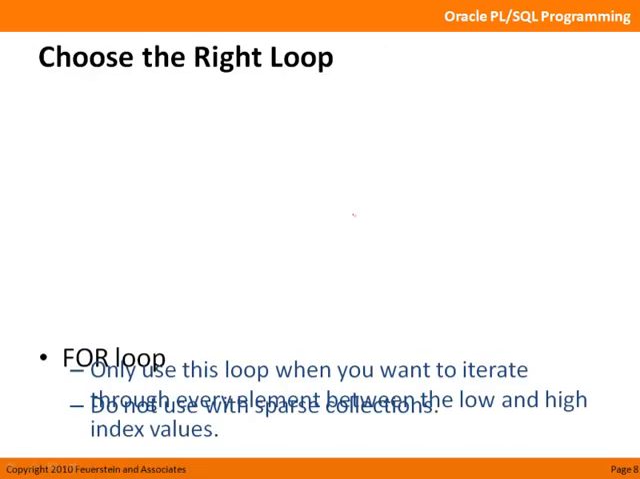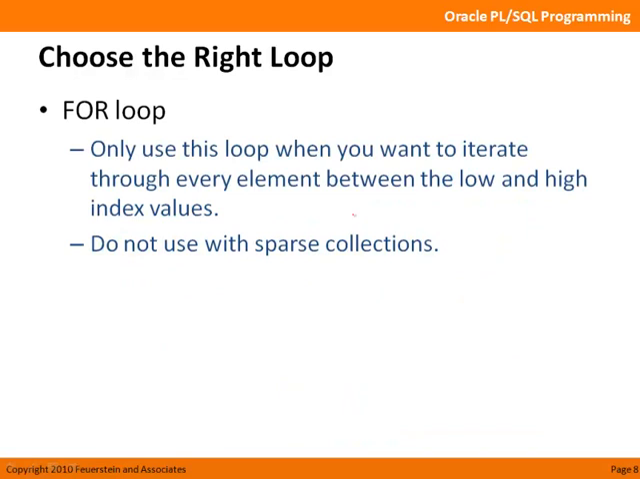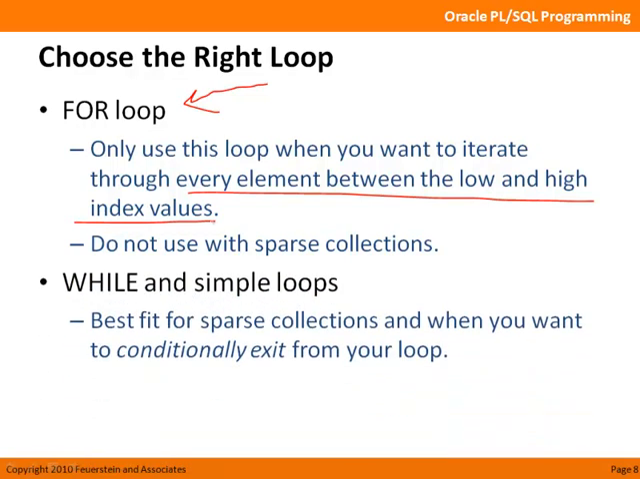So choose the right loop. In general, you only want to use a for loop when you're iterating through every element between the low and high index values. In other words, go from first to last, go from one to count. But don't do conditional exits. That's the key thing with a for loop. When you're saying I'm going to move through every element in my collection, do not have a conditional exit.